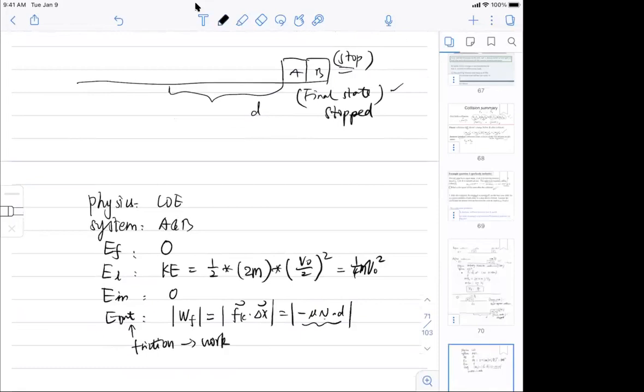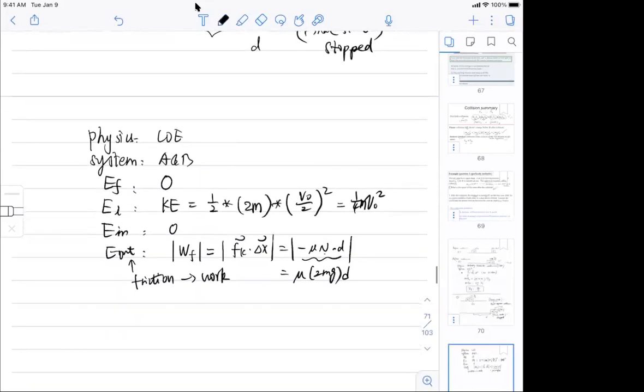But I only want to know the absolute value. So that's going to be mu times the normal force on both of them, right? Normal force on both of them is 2mg because there's 2 of them, so mu 2mg d. Okay, so that is your energy output. So far, so good. This is very important. If you still don't know how to solve these types of problems, you should review the notes and ask me questions, because we definitely expect you to know how to solve these types of problems.